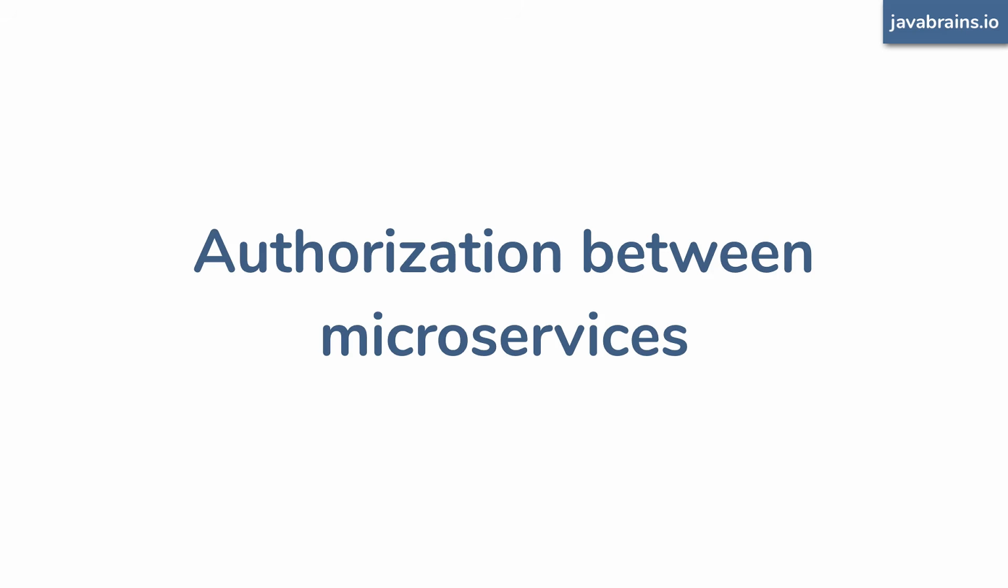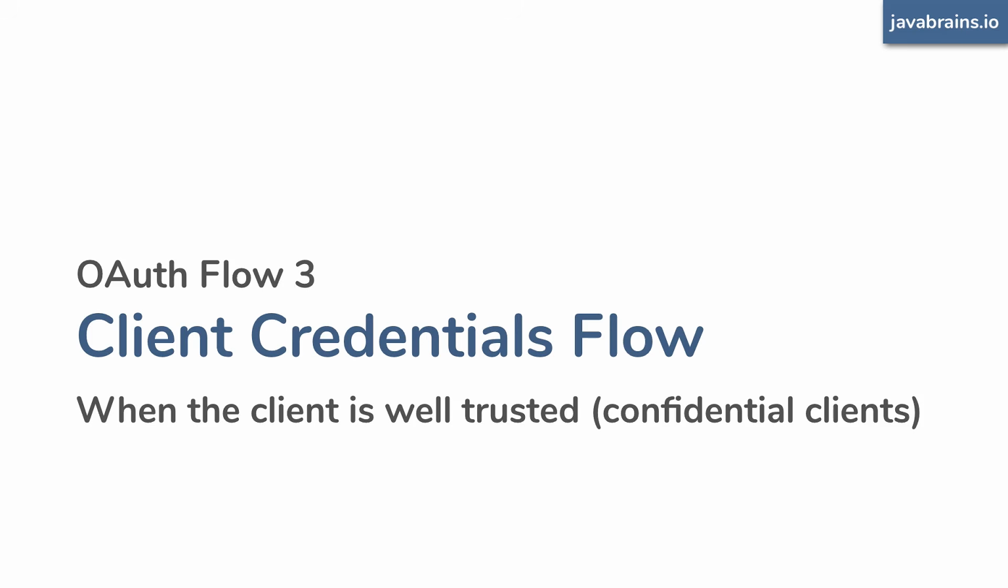And there is a specific flow in the OAuth spec for this particular thing. And it is called the client credentials flow. This flow is used when the client is super duper trustworthy, right? You're the application architect and you know that the client is trustworthy. One example of a trustworthy client is if you are writing the client yourself, right? Which is exactly what a microservice situation is.